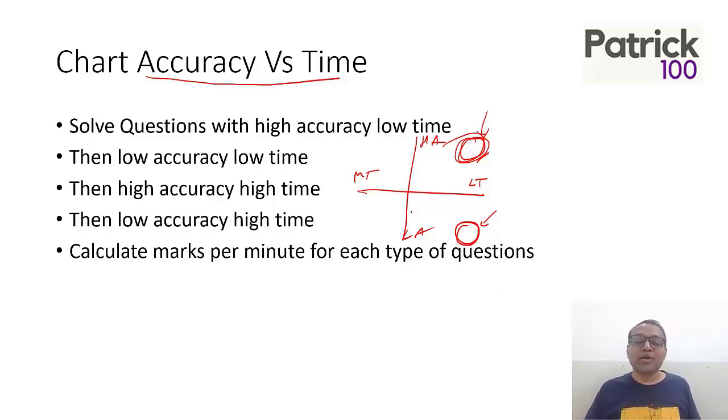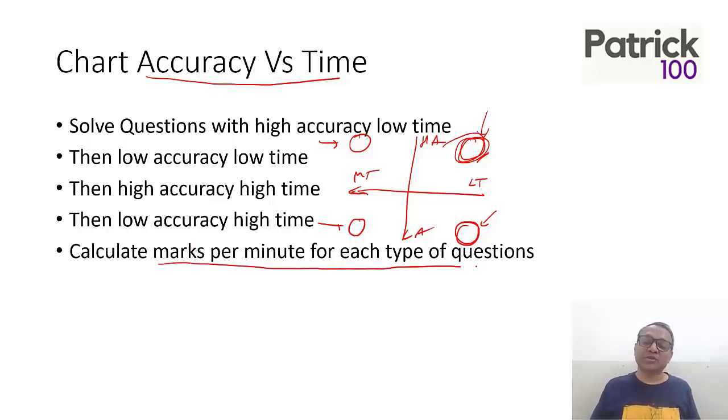On this side, more time, there will be questions like logic or quant. I'm strong in quant, but it takes more time, so I have high accuracy but more time. In the same way, there is low accuracy, more time. So try to classify the different kinds of questions that come in CET into these four areas, and that will help you plan your strategy. One way to do this is to calculate marks per minute for each type of question. These questions will have more marks per minute, and those further down will have less. You should always try to focus on more marks per minute.